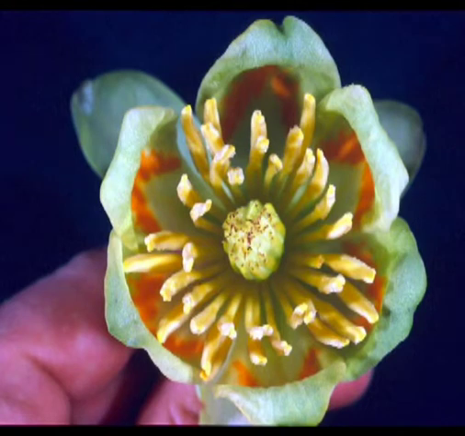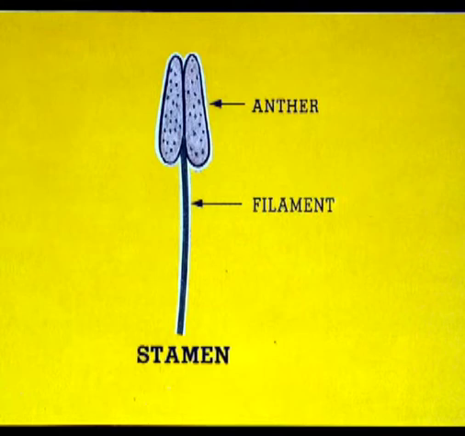Within the circle of sepals and petals, two more sets of appendages are usually found. The central set consists of one or more pistils, while the outer set consists of numerous stamens. Stamens are the pollen-bearing, or the male organs of the plant. They consist of a stalk, or filament, and a head, or anther. It's the anther that actually contains the pollen sacs.